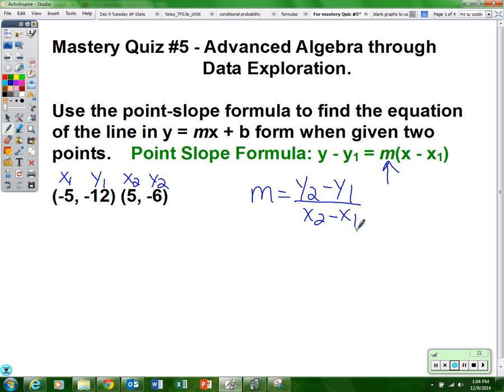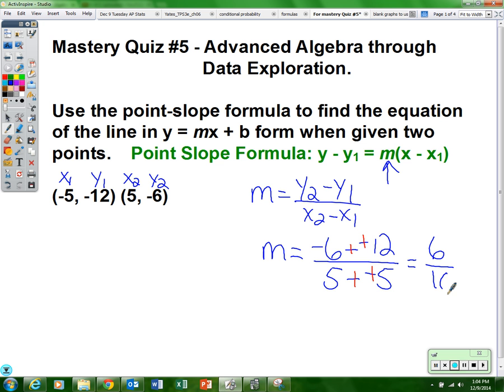All right, let's plug the numbers in. So y2 in this case would be negative 6 minus the y1, which is negative 12, all over x2 is 5 and x1 is negative 5, so minus negative 5. Now, don't forget, change your minus negatives to plus positives. Now add the numerators together, so negative 6 plus 12 is positive 6, over 5 plus 5 is 10. Now, in order to master the mastery quiz, you must simplify whenever possible. So 6 over 10 becomes 3/5.